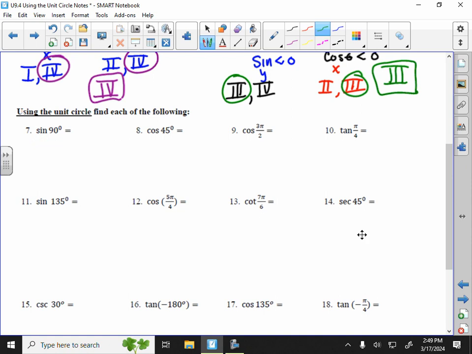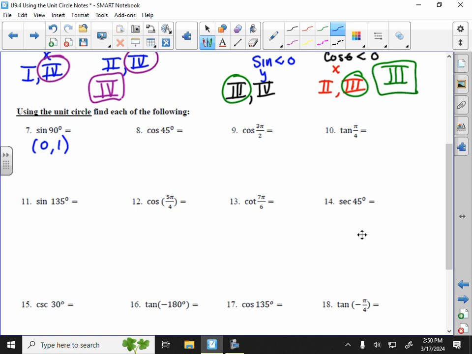All right, so now we're using the unit circle to find the value of each of these trig functions. And so you're going to look at the angle that they give you. So in number 7, we're going to first look at the ordered pair for 90 degrees. So at 90 degrees, the ordered pair is 0, 1. Now, you don't have to write all these ordered pairs down. I'm just showing it to you because I can't visually show it to you on the unit circle. So 90 degrees is 0, 1.